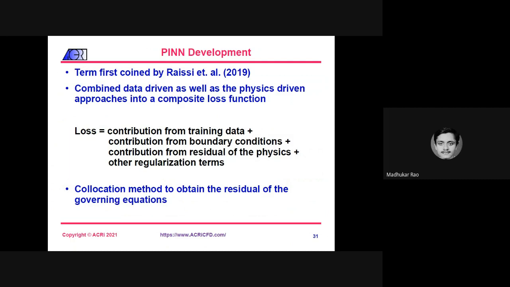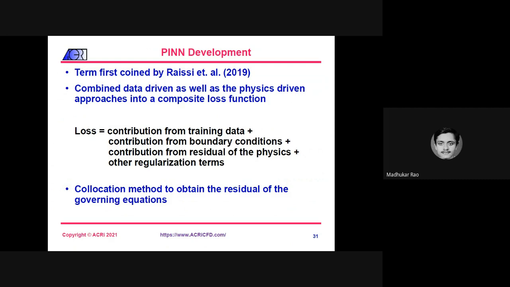So this is basically a recap of what I was saying here. The physics-informed neural network was coined by Raissi and his group, Karniadakis's group, in 2019. And the loss function basically contains a contribution from training data. The second key aspect is the contribution from boundary conditions. Then the contribution from the residual of the governing equations, and then other regularization terms.